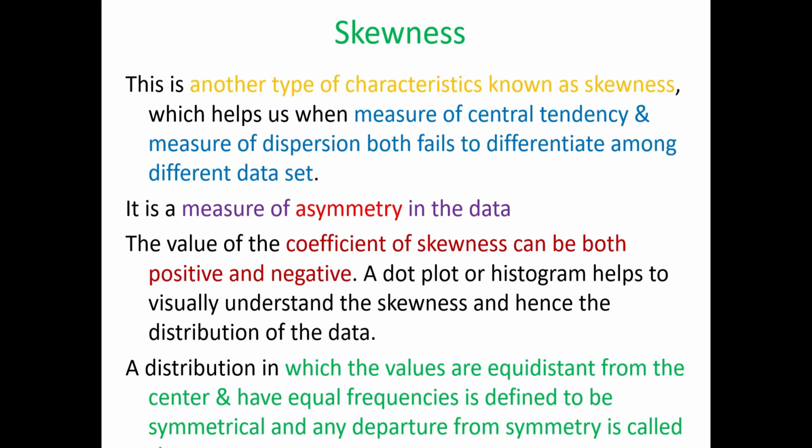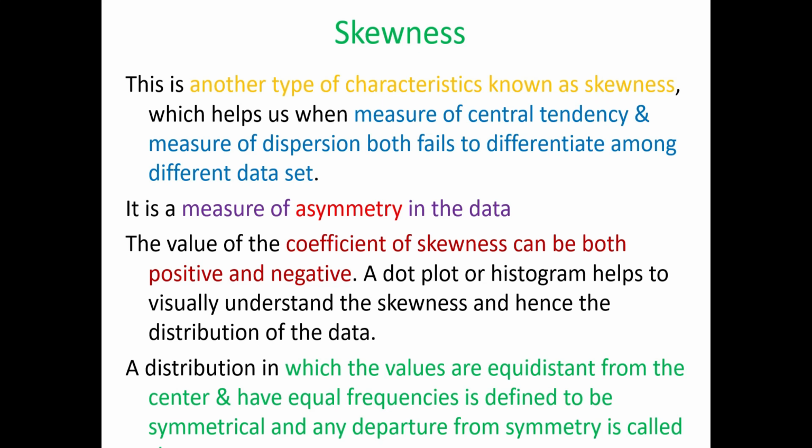What is skewness? This is another type of characteristic. It helps us when measures of central tendency and dispersion fail to tell the whole story, then skewness comes into the picture. It is nothing but a measure of asymmetry. How much asymmetry is there, that is called skewness. So the value of the coefficient of skewness can be positive, and it can also be negative. A dot plot or histogram can also convey the skewness, the distribution of the data.